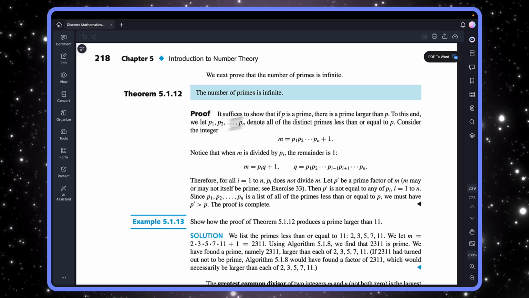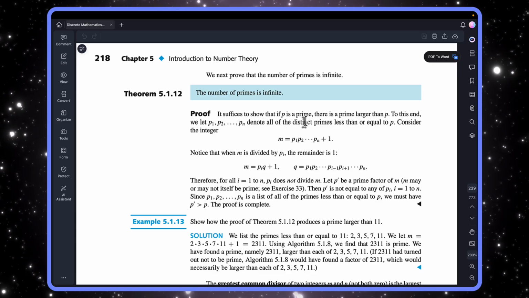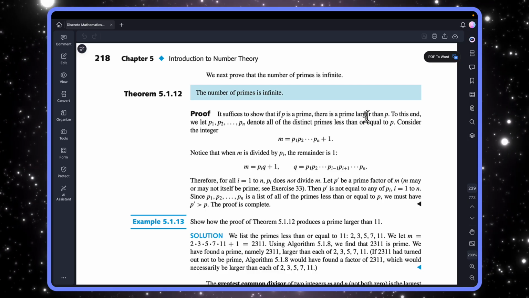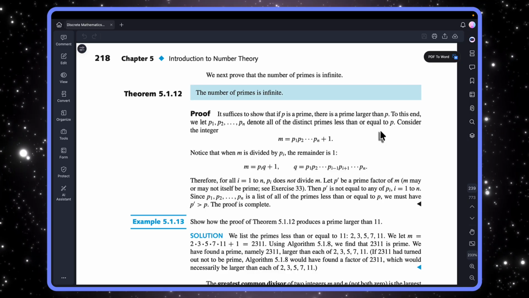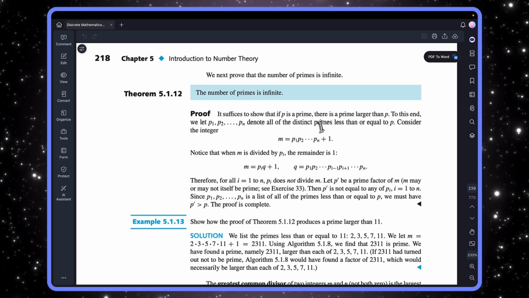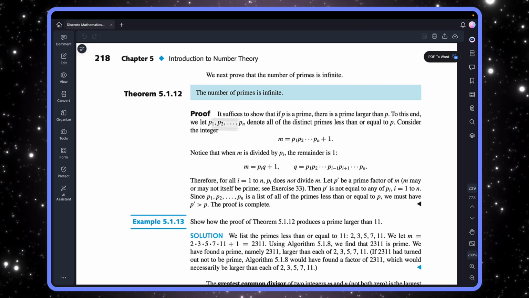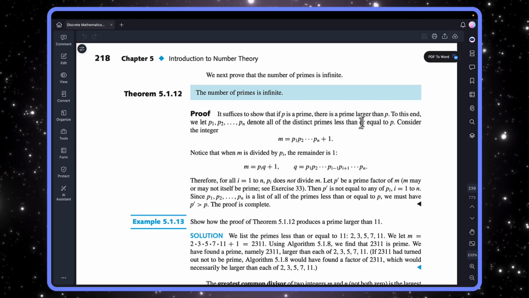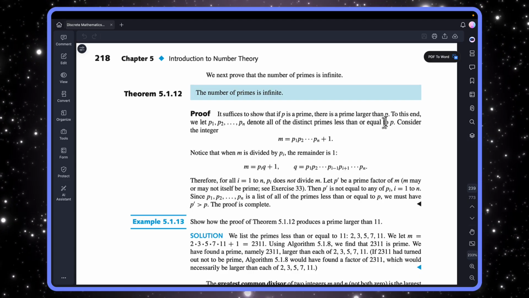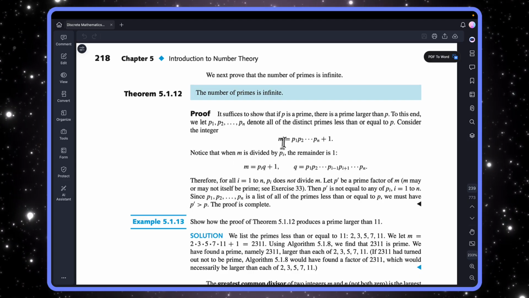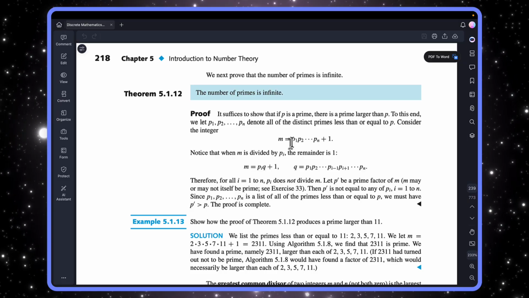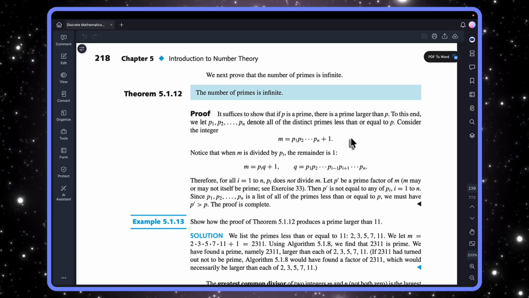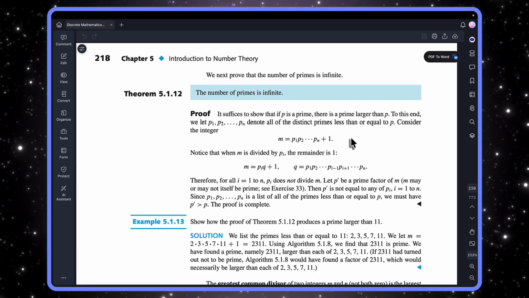Let's check it out. It suffices to show that if P is prime, there is a prime number larger than P. Well, that makes sense, right? To this end, let P1 through Pn denote all the distinct primes less than or equal to P. Okay? And let's consider the integer m, which is equal to P1 times P2, and so on, plus 1. So you just add 1 to that, right?